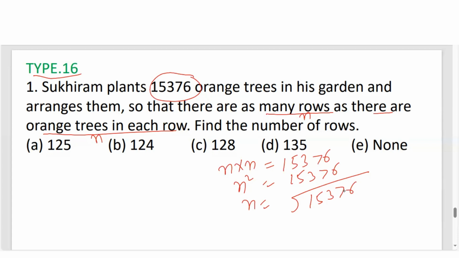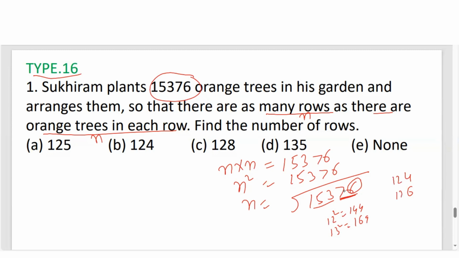If we apply the tricky method, first make pairs of 2 from the right side, and then check the unit digit. Unit is 6, so what number can give you 6? 4 square, 16, can give 6, and 6 square, 36, can give 6. Now it is 153. You have to check which number's square can give you 153. So 12 square is 144, and 13 square is 169. I already explained the technique for finding a square in the previous class.